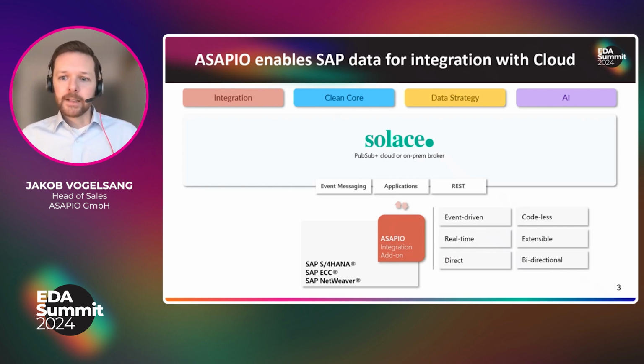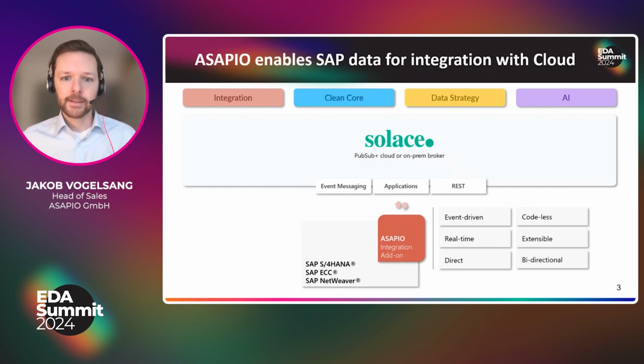On top of that, one of the most unique aspects is that this entire approach is codeless. So in order to send events from the SAP system to the broker, you don't need to write a single line of code, but it's all done through modeling and through configuration. But the actual event is then being generated for you.